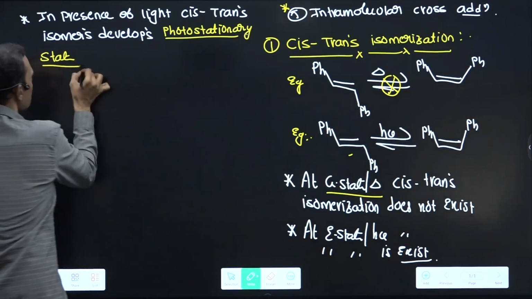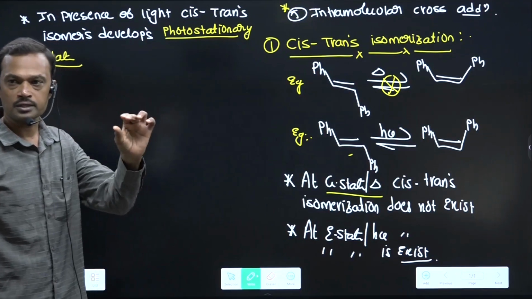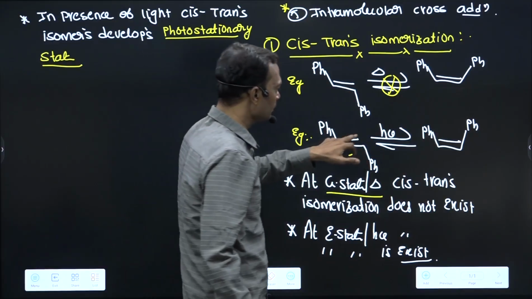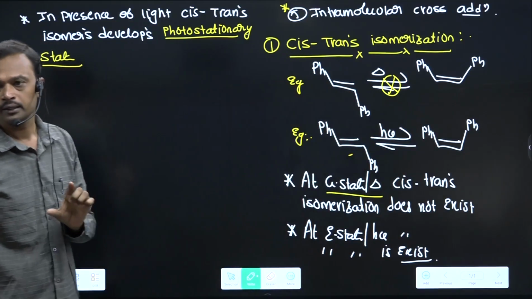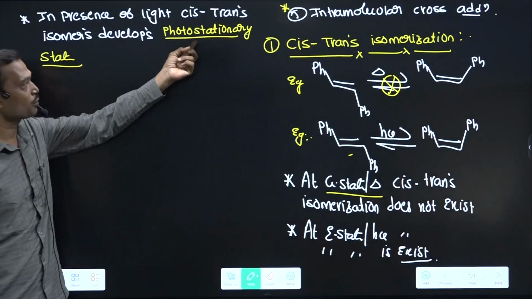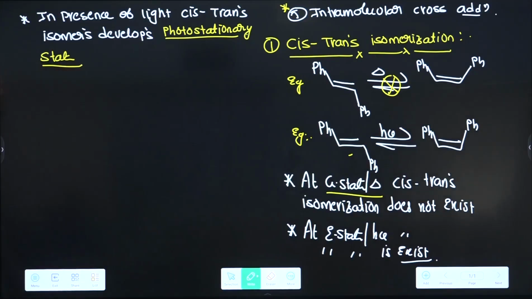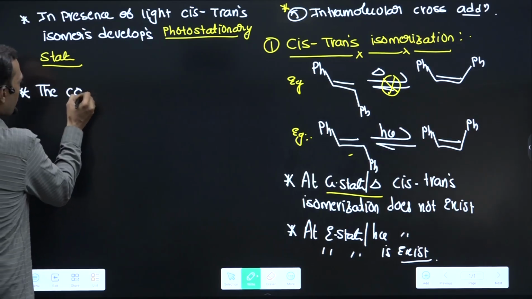What is a photostationary state? When light is irradiated on any cis or trans isomer, it may be the cis isomer or the trans isomer, when light is irradiated on any one of these, at that time they will develop a photostationary state. This point is very important. In presence of light, cis-trans isomers develop a photostationary state. So what is a photostationary state?